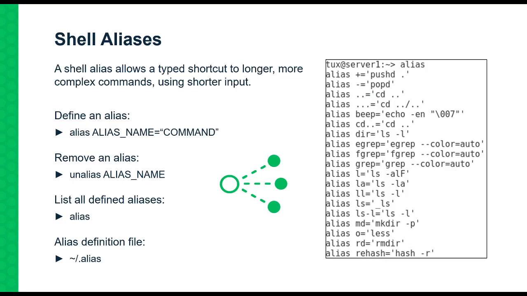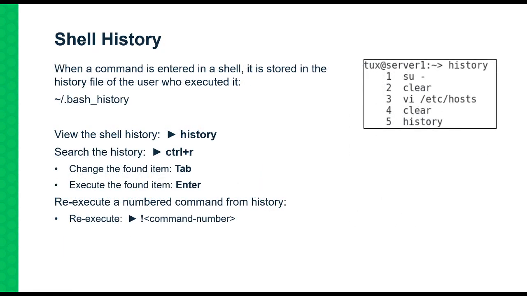Let's continue to the history command. With the history command, everything that you type is being logged into a file. When a command is entered into the shell, it is stored in the history file of the user who executed it. In this case, our home directory .bash_history. To view the history file, we just type in the word history.